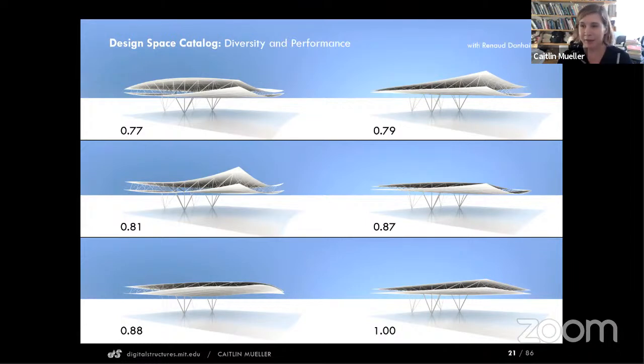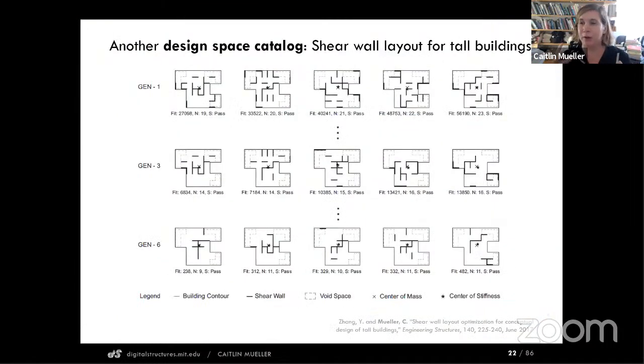This can be applied very flexibly. This is in floor plans of buildings, looking at where structural walls should go. And there are things that we can measure about performance of walls that resist wind and earthquake loading, like they should be centered, the center of rigidity should align with the center of mass. But there are still many, many ways that we can do that. And so having this catalog helps us as designers understand kind of alternatives and spark new ideas.